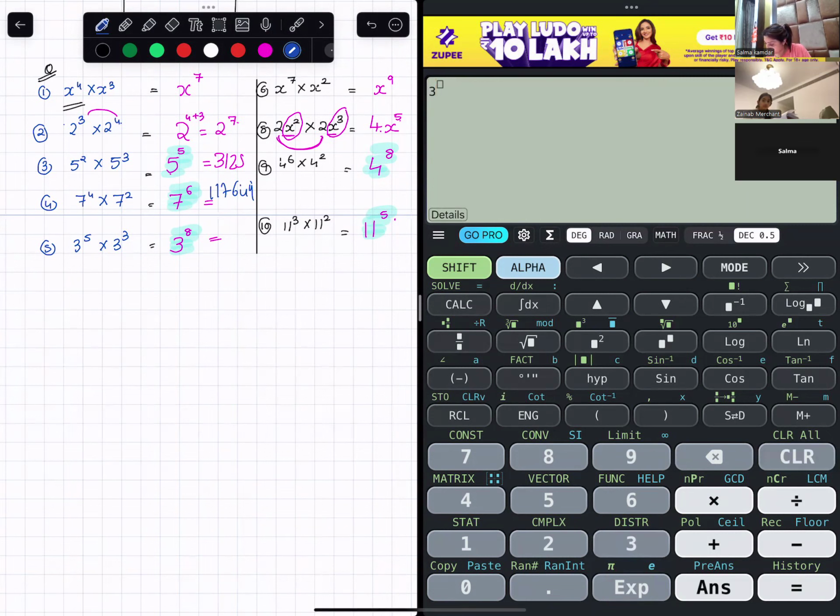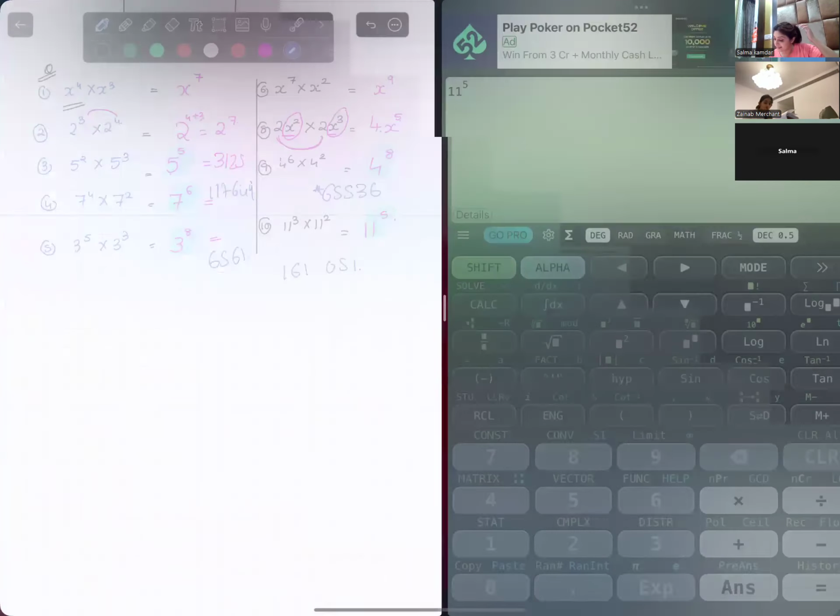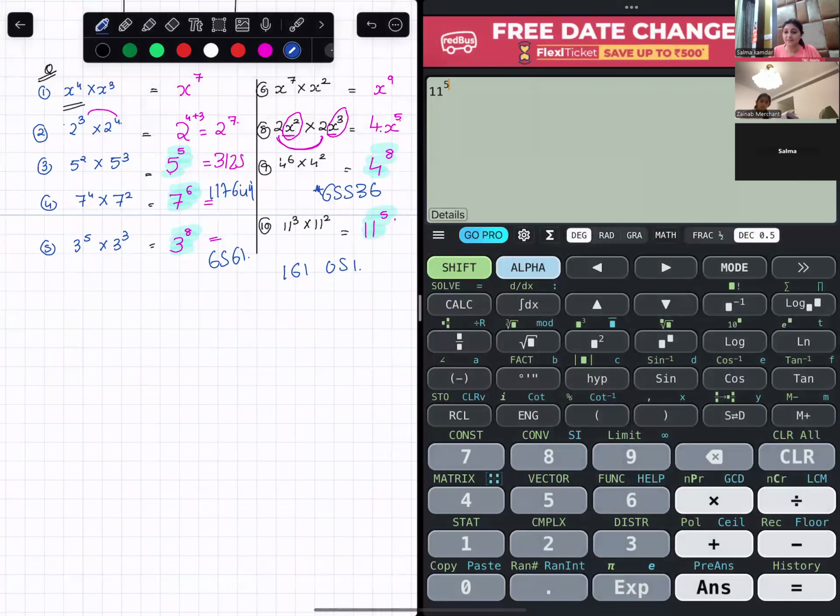So whenever there are numbers, you have to simplify it further. Okay. 4 to the power of 8 is 65536. And then 11 to the power of 5 is 161051. Yeah. So you understood powers and roots completely. Now I'll take you to simplifying algebra.